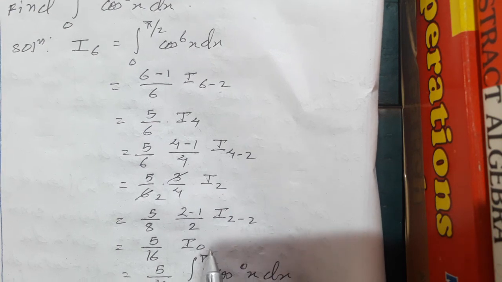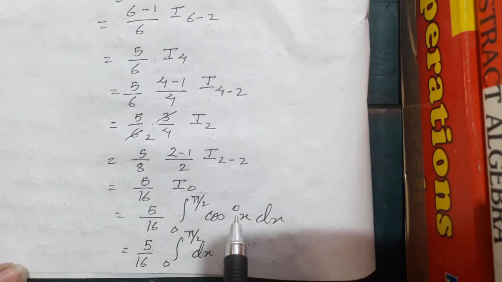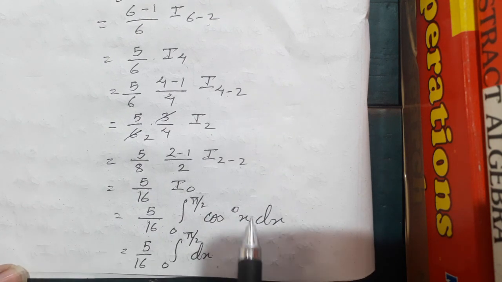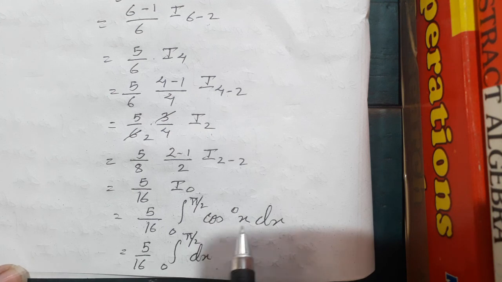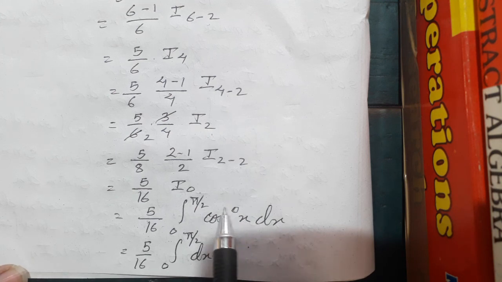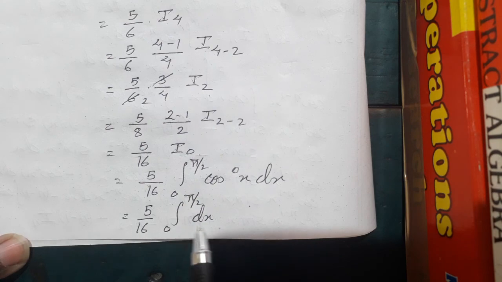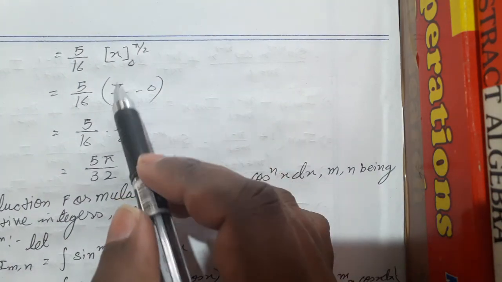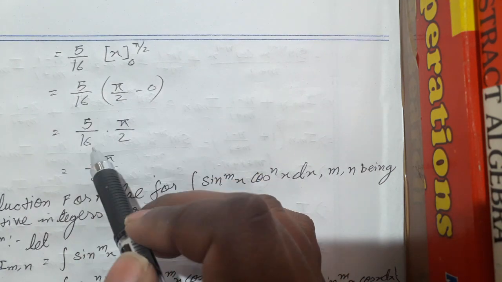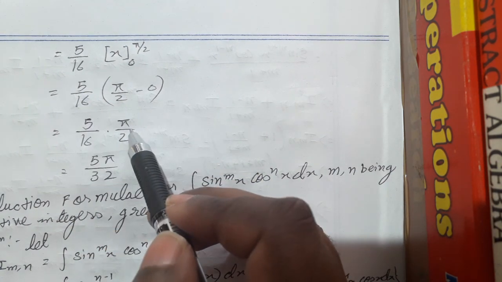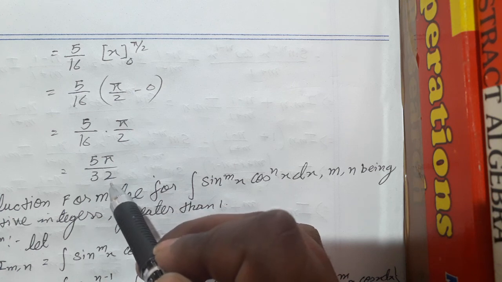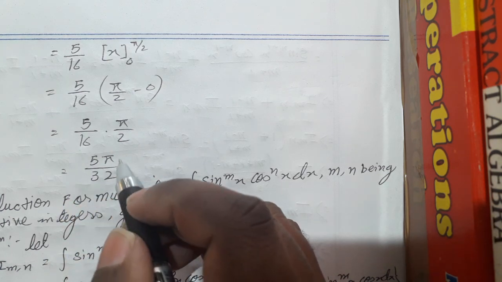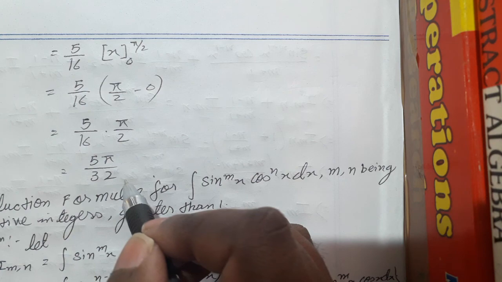Now n becomes 0, so you replace with cos to the power 0 x dx. Anything to the power 0 is 1, so cos x to the power 0 is 1, so this will be 1 dx. Integrating dx, we get x. After that, we apply the limit here, so we get pi by 2 minus 0. So we get the answer as 5 pi divided by 32. So the value of this integration is 5 pi by 32. Thank you.